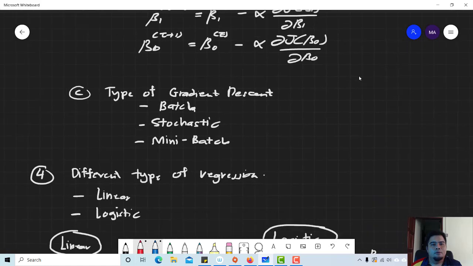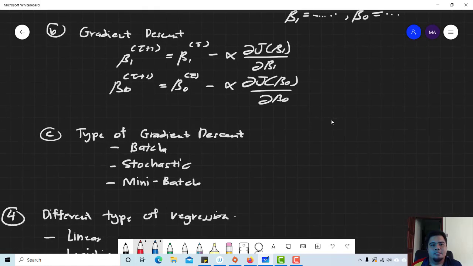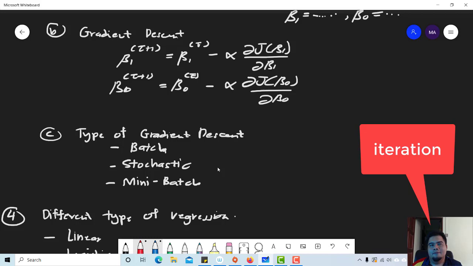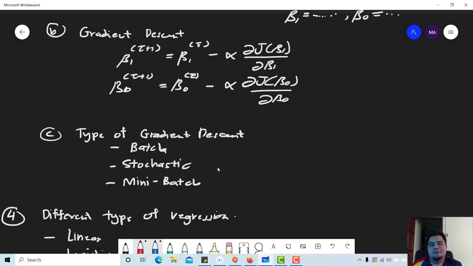We also discussed the 3 different gradient descent types, which are batch, stochastic, and mini batch. I think we already discussed the differences so far. You also need to remember the definition of epoch as well as iteration. Iteration and epoch are different things. When you apply these 3, just go back to the previous video lecture to see how to understand the difference between one epoch and one iteration.